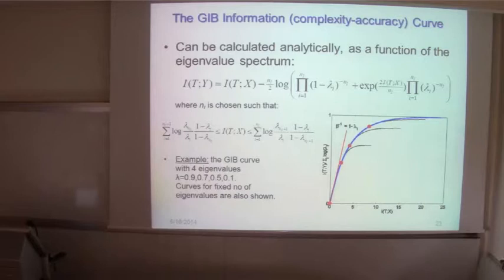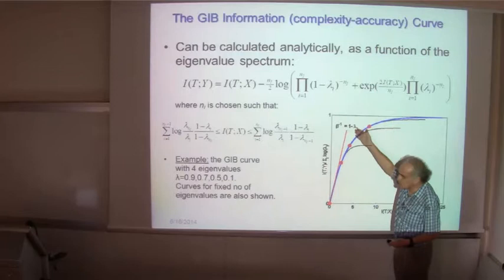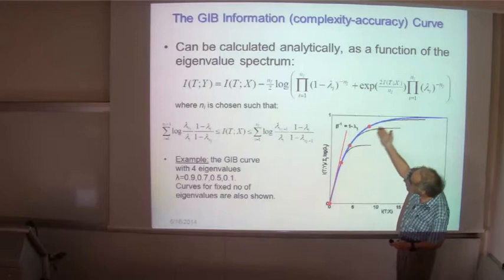And now you can ask, and we know of course, that the slope at the origin is bounded by exactly 1 over 1 minus the first eigenvalue. Then it is 1 over 1 minus the second eigenvalue, and so on. So you get a cascade of slope changes in this curve that is completely determined by the spectrum of the canonical correlation matrix.